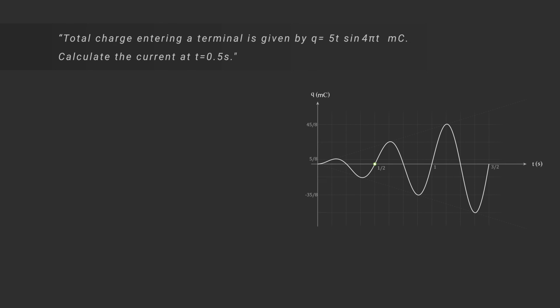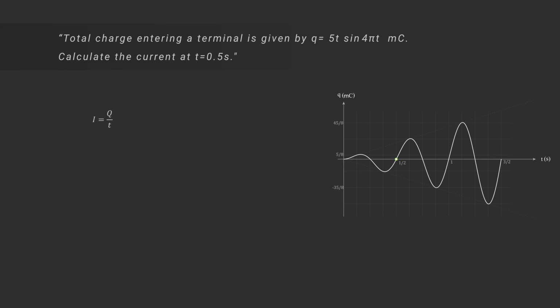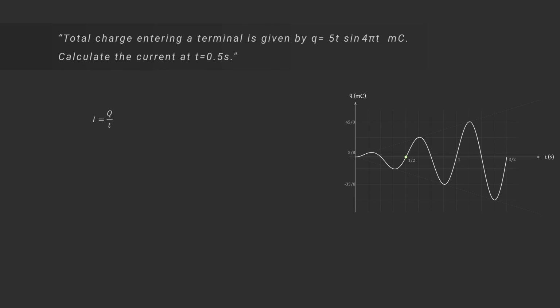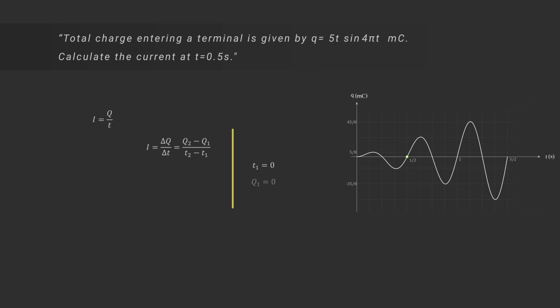Now that formula for current, I equals Q by T, only works when charge flows at a constant rate. More precisely, we use I equals delta Q by delta T, which is Q2 minus Q1 over T2 minus T1. But if we are starting with zero charge, then we get that particular equation. Since here we have a changing current, therefore I equals Q by T is not going to give the correct result.